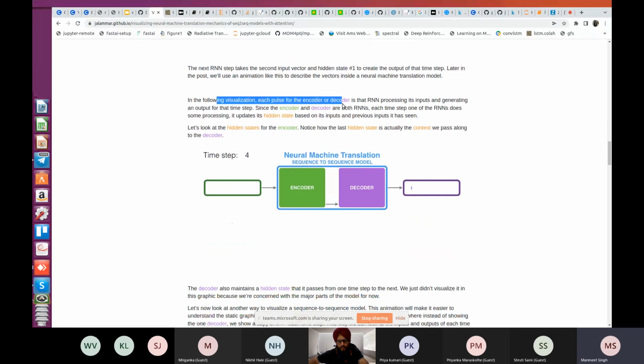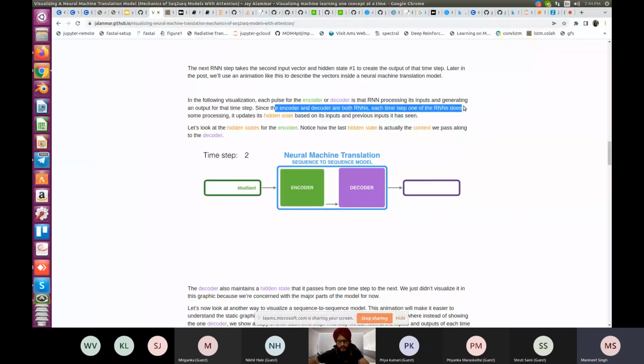And since the encoder and decoder are both RNNs, at each time step, one of the RNNs does some processing. It updates its hidden state based on its inputs and the previous inputs it has seen. So let's look at this visualization.